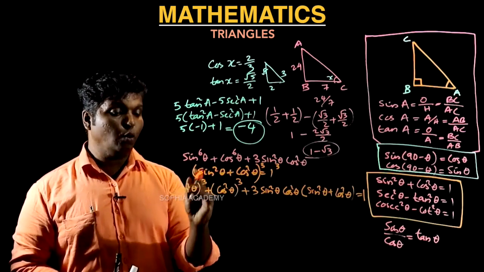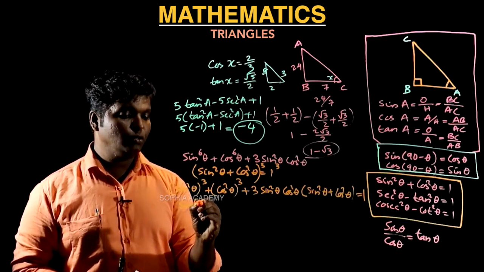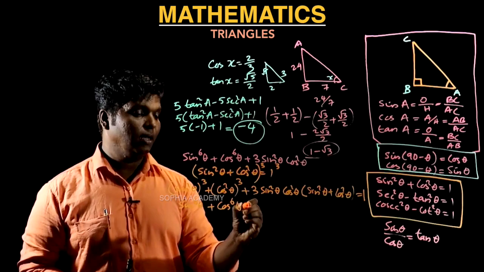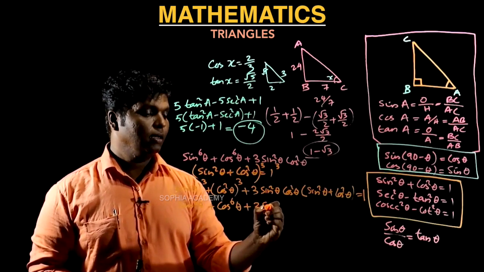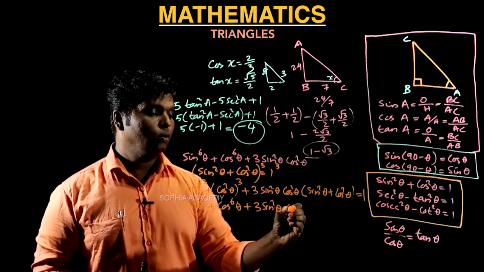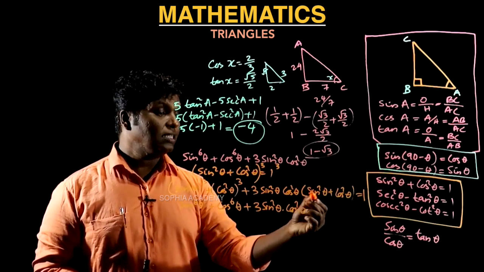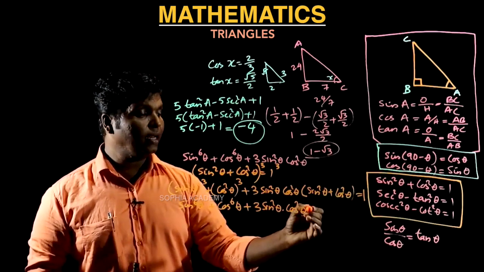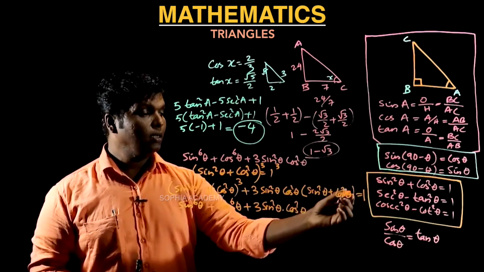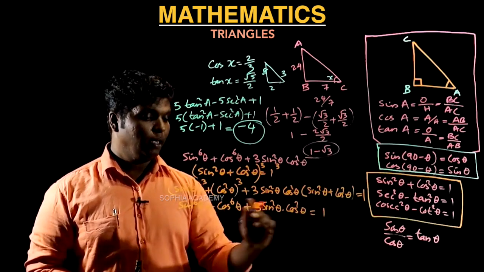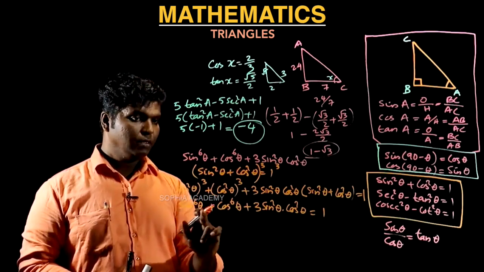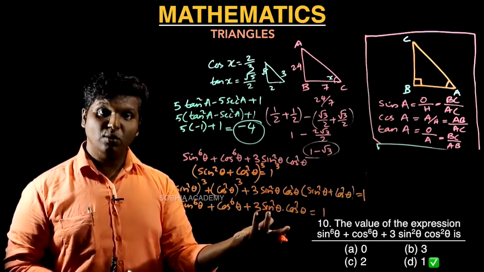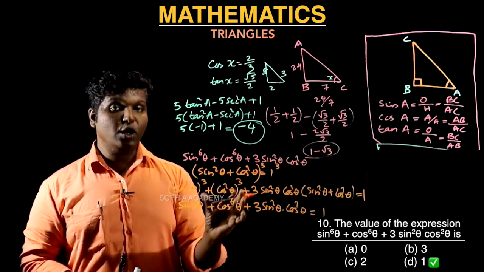Now sin square theta the whole cube is sin raised to 6 theta plus this will become cos raised to 6 theta plus 3 sin square theta into cos square theta into sin square theta plus cos square theta, which is 1, right? By the identity it is 1. So we can write into 1, I'm not writing that. So it is equal to 1. Isn't this the question which is asked? Sin raised to 6 theta plus cos raised to 6 theta plus 3 sin square theta cos square theta. That's 1. That's all.